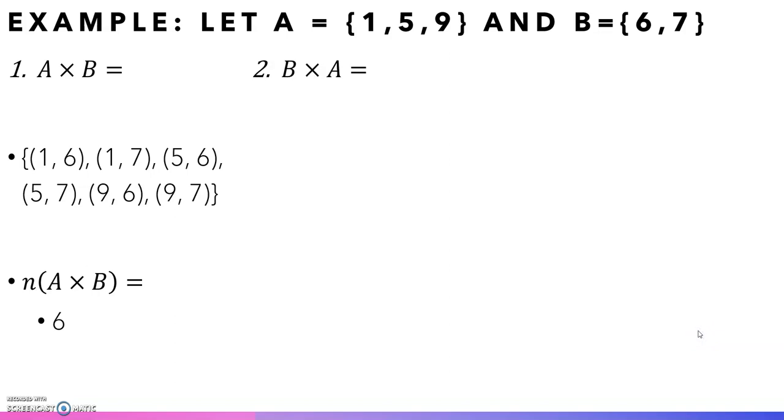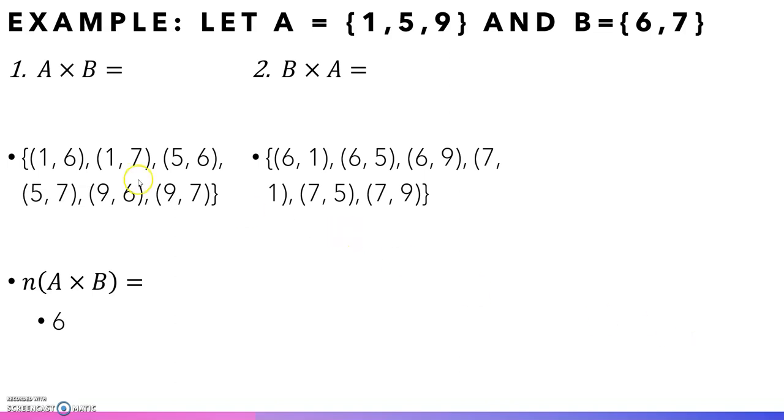B cross A. Order matters. (6, 1), (6, 5), (6, 9), (7, 1), (7, 5), and (7, 9). The number of elements in B cross A. There are 2 elements in B, 3 elements in A. 2 times 3 is 6.